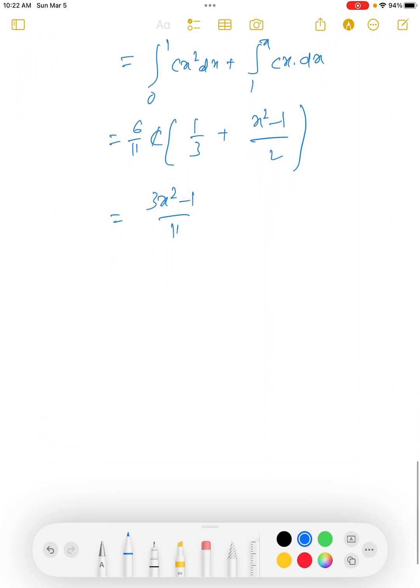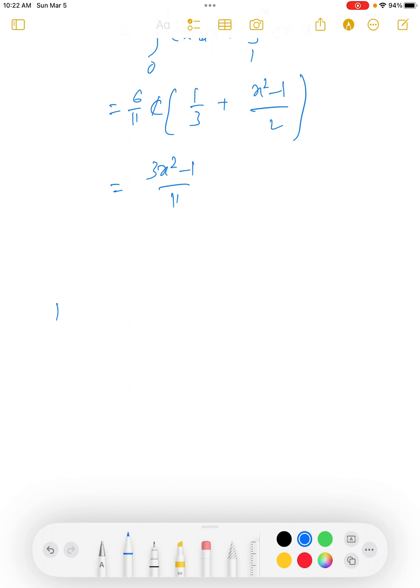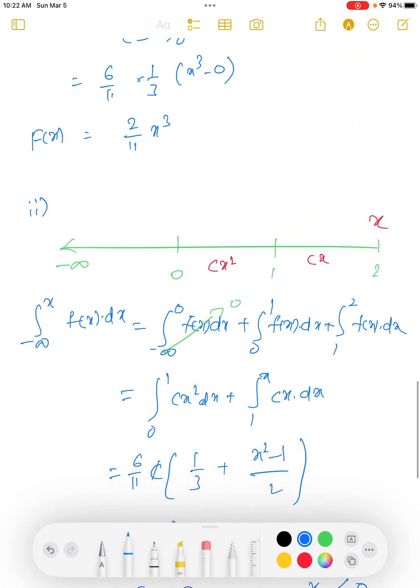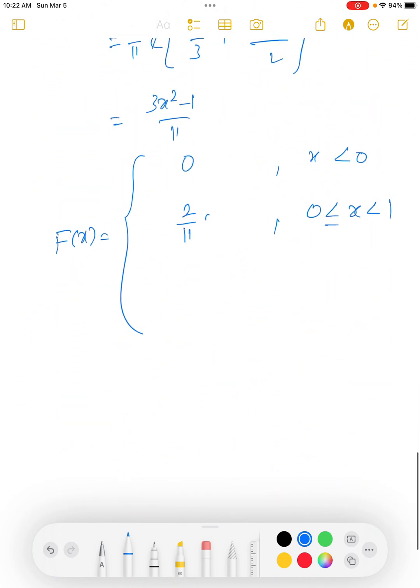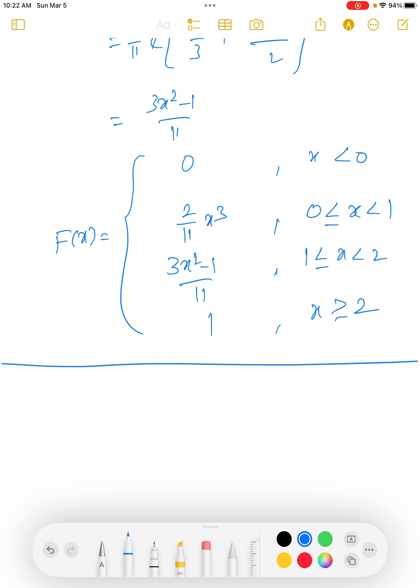So in total, how can we write capital F of x? What is distributed? 0, so x is less than 0. From 0 to 1, what we got? This one, 2 by 11 x cube. From 1 to 2, it's 3x square minus 1 by 11, and after 2 it will be 1. So I have some more problems in my handwritten notes. You can refer to those problems.